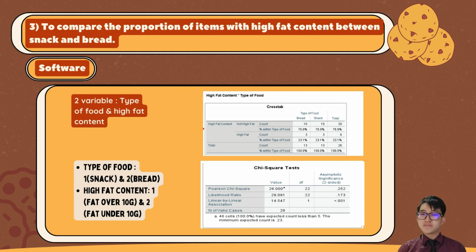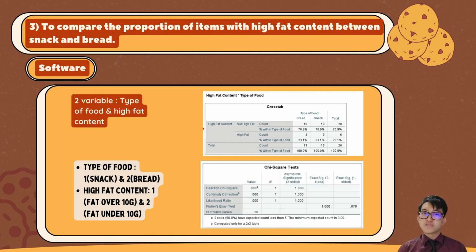Okay, for the third objective, the software we use is SPSS. So we have two variables, type of food and high fat content. For type of food, 1 is defined as snack and 2 is defined as bread. For high fat content, 1 is defined as fat over 10 gram, which is high fat, and 2 is defined as fat under 10 gram, which is low fat. The chi-square test performed in SPSS did not find a statistically significant difference between the proportions of high fat items in snack and bread. So this result aligns with the manual calculation mentioned earlier, which also failed to reject the null hypothesis.